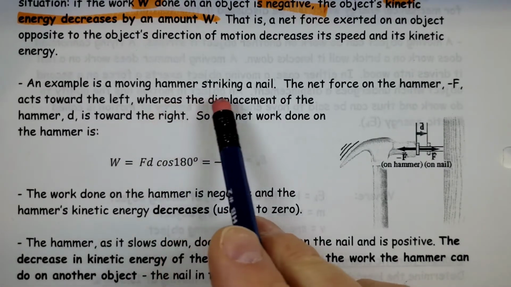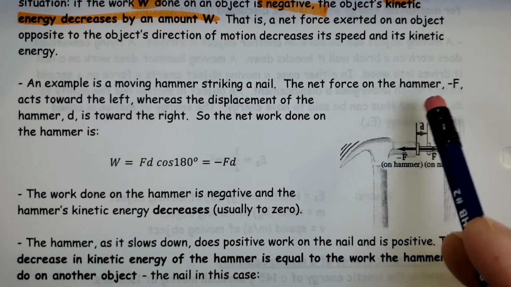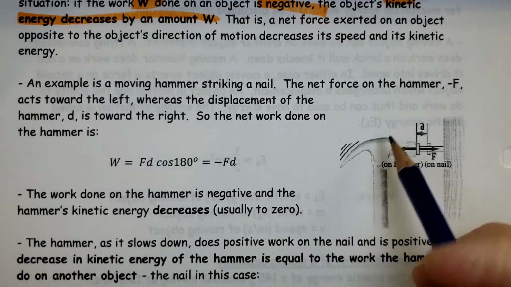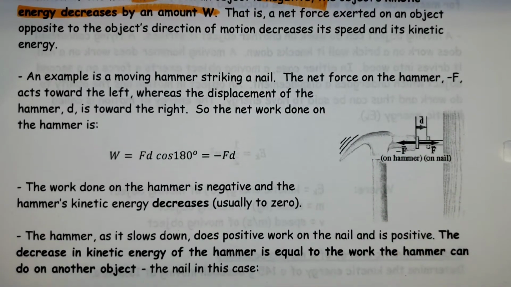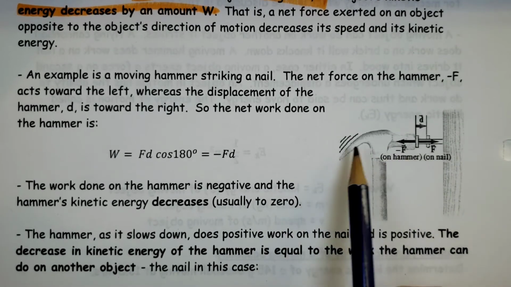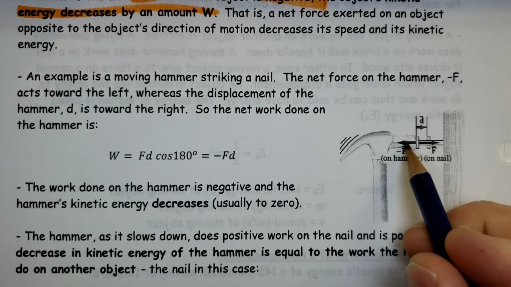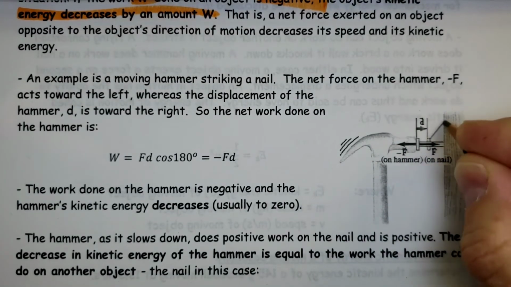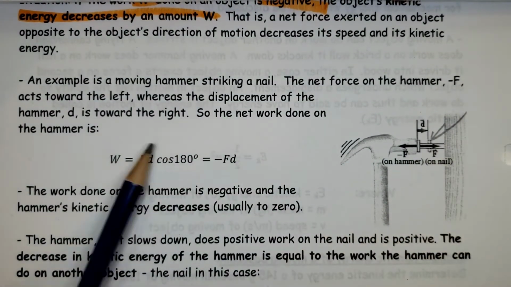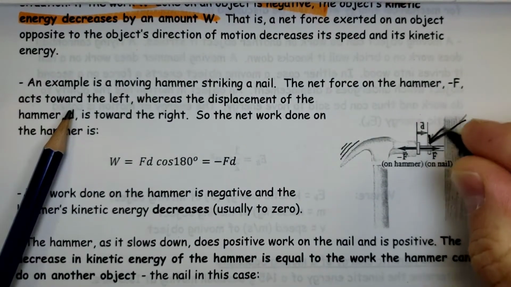That is, a net force exerted on an object opposite to the object's direction of motion decreases its speed and its kinetic energy. An example is a moving hammer striking a nail. The net force on the hammer would be negative F. So let's take a look at that for a second. If we look back at Newton's third law, of course, we always look at the action here. We look at the hammer coming down and driving the nail into the wood. So this right here is the action force. Hammer hits nail into wood.